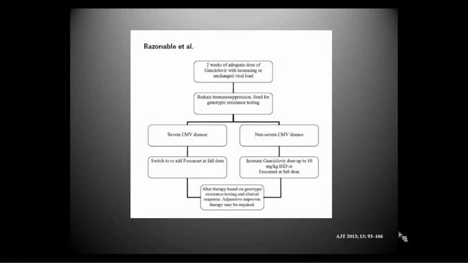I won't mention too much about resistance, except that if you have somebody on adequate therapy and it's been around 3 weeks of what you feel is adequate therapy, and the viral load is either increasing or not changed, that's when you think about sending off a resistance panel and think about changing treatment from your first line.